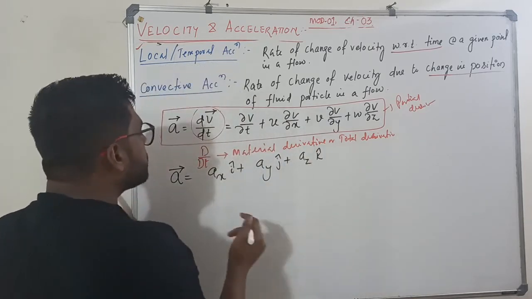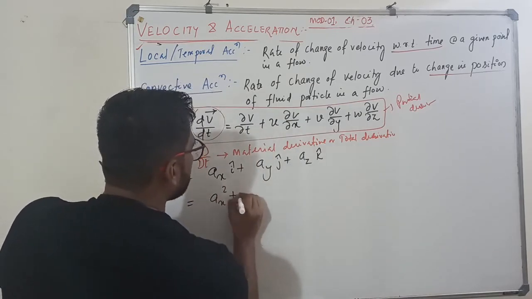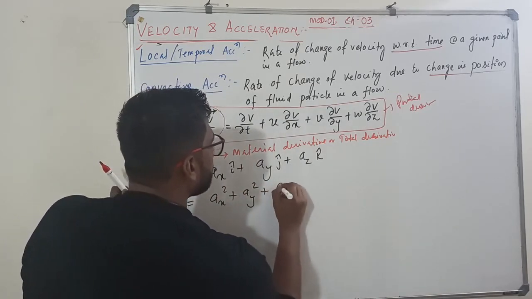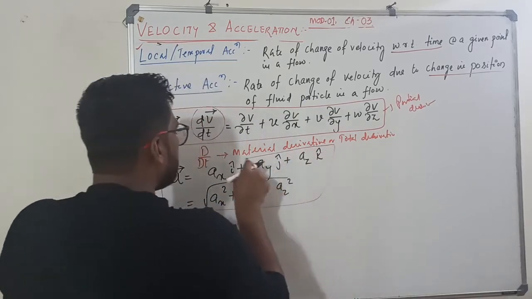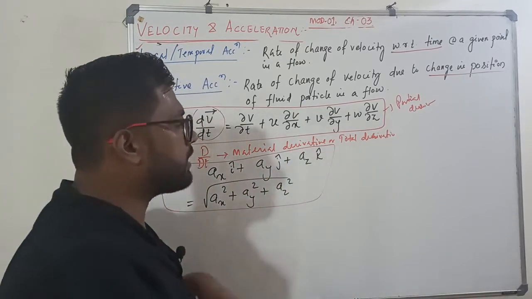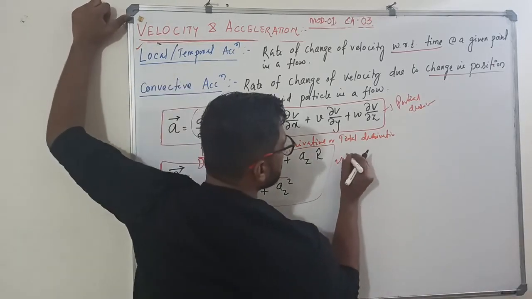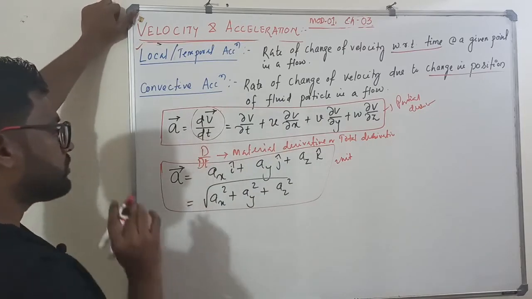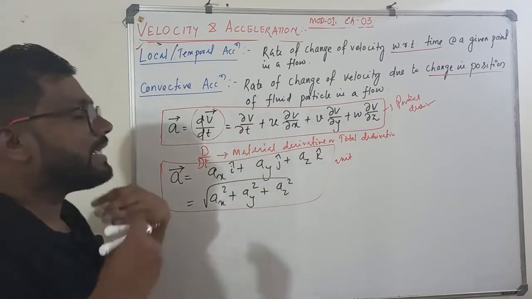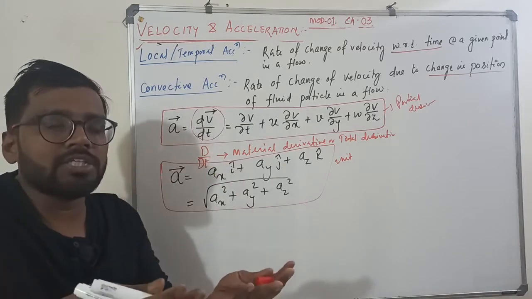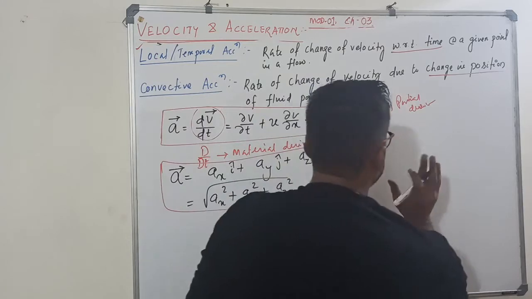So what will be its magnitude? Sir, its magnitude is going to be the square root of ax square plus ay square plus az square, right? Whatever you need, normally meter square per second. That will be your meter per second square. That is your unit, meter per second square. So acceleration also has x component, y component and z component, and each has a local acceleration and a convective acceleration. So follow me when I am writing it carefully.